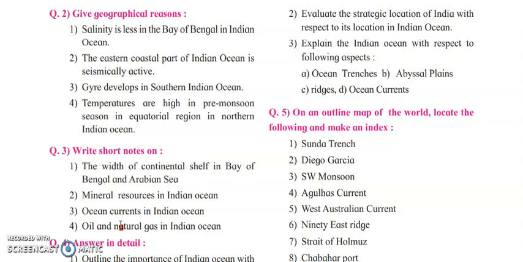Next is, evaluate the strategic location of India with respect to the location of the Indian Ocean. Now, the Indian Ocean is the only ocean which is named after India. As India occupies the central part of the Indian Ocean, it has a very important strategic importance for India. India has great economic interest in the Indian Ocean.